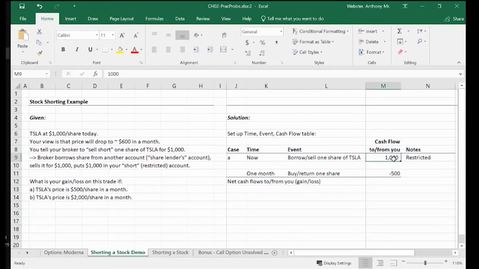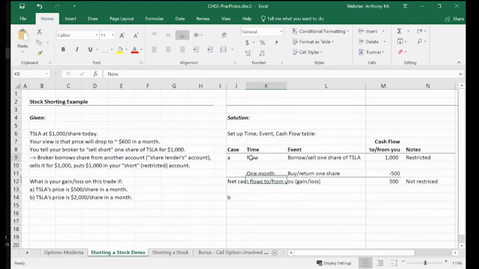So that's going to be just the 1,000 that we got when we initially shorted the share, minus the 500 that was required to go out and buy another share and return it to the share lender's account. So now you've got 500 in your account, and this is not restricted. So once you close that trade, you can go ahead and withdraw that $500 and do whatever you want with it. Awesome. All right. So now let's go to case B.